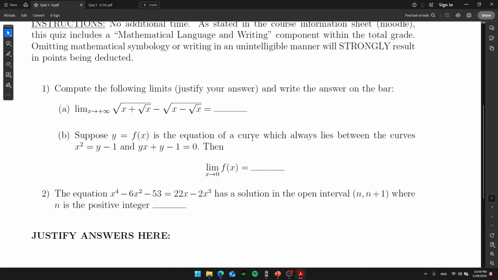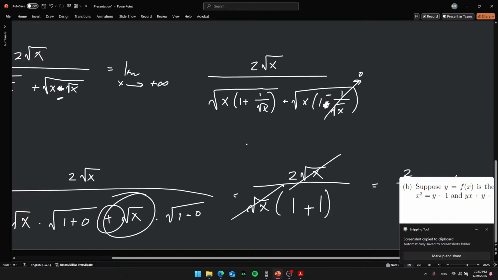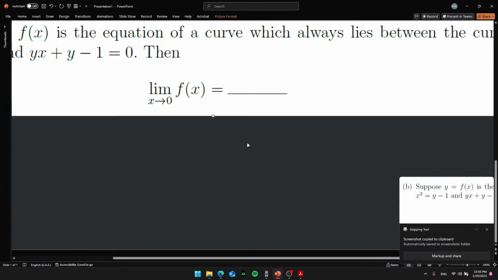Suppose y equals f of x is the function of a curve which always lies between the curves. Then we should take the limit. This is basically the Squeeze theorem, an application of the Squeeze theorem.